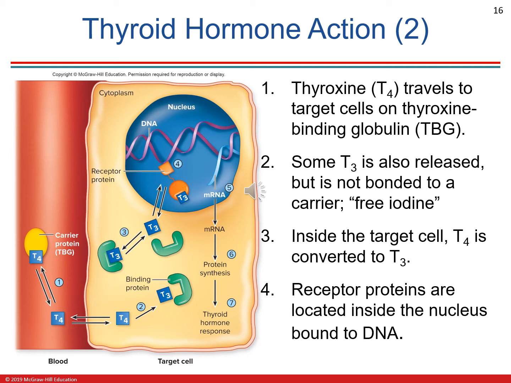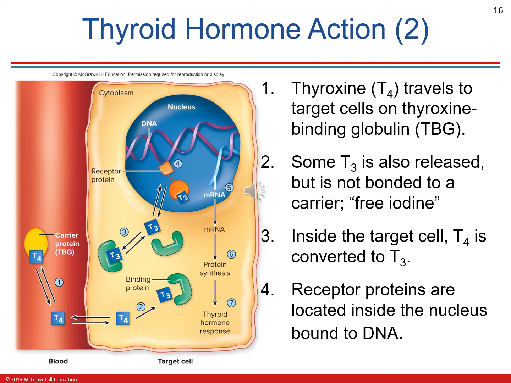Why does it need to be converted into T3? Because inside the cytoplasm of the target cell, there is a primary receptor, or a binding protein. It's a type of receptor, basically. But this receptor is made for T3, not for T4. So that's the reason why T4 is converted into T3, to bind with the binding protein.